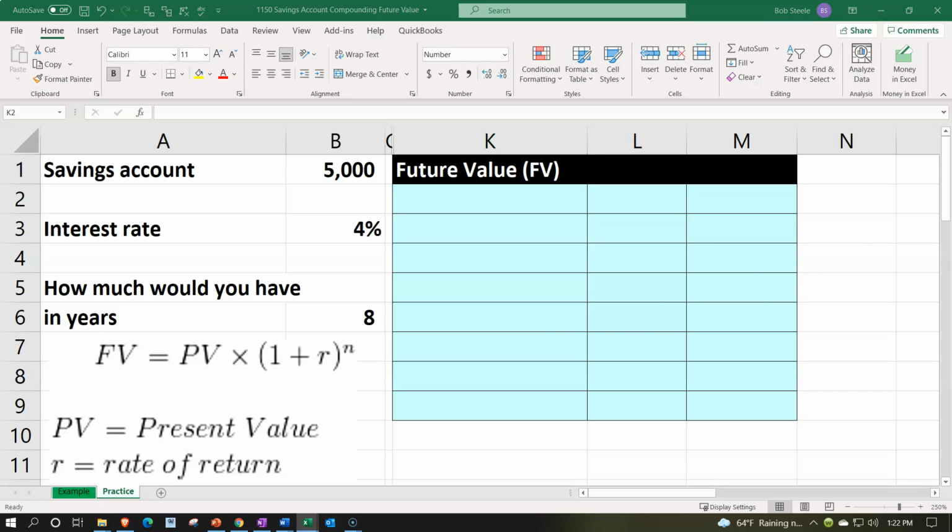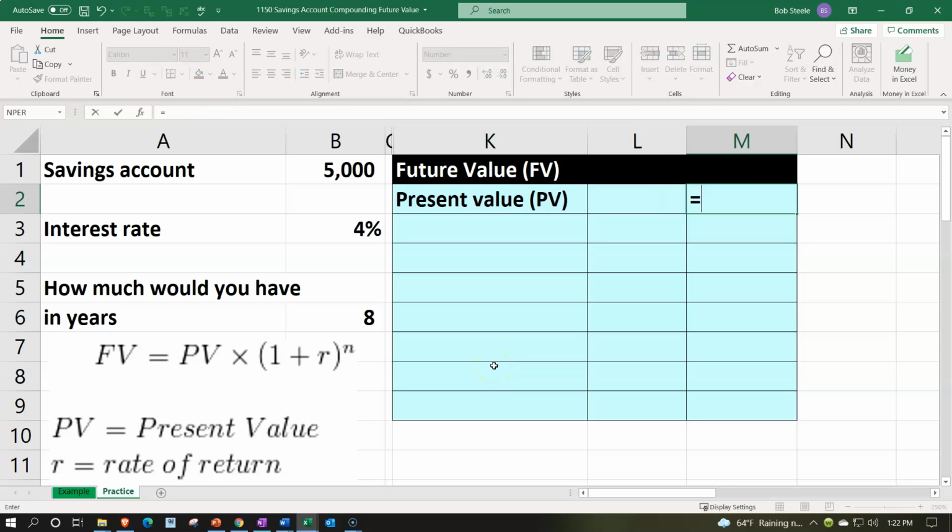So we'll start off with the present value, which is this term right here. Going to put that in the outside. It's going to be 5,000. I'm not going to type it in here, but rather say equals left, left, left, left, up, and enter.